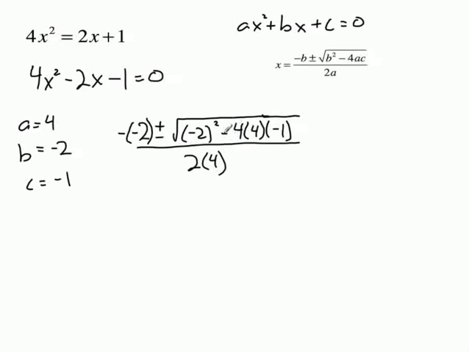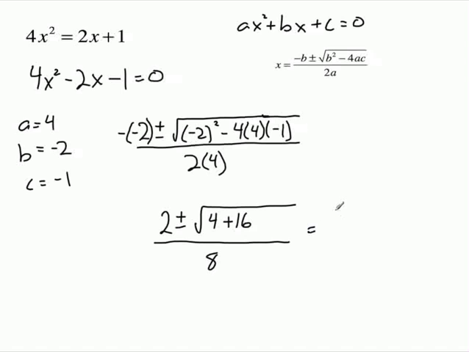there's a negative here. So what you end up getting is 2 plus or minus the square root of negative 2 squared, which is positive 4. This guy will always be positive. Minus 4 times 4, which is 16, but it's going to be plus 16 because this negative will make this positive. All over 8. So this becomes 2 plus or minus the square root of 20 all over 8.